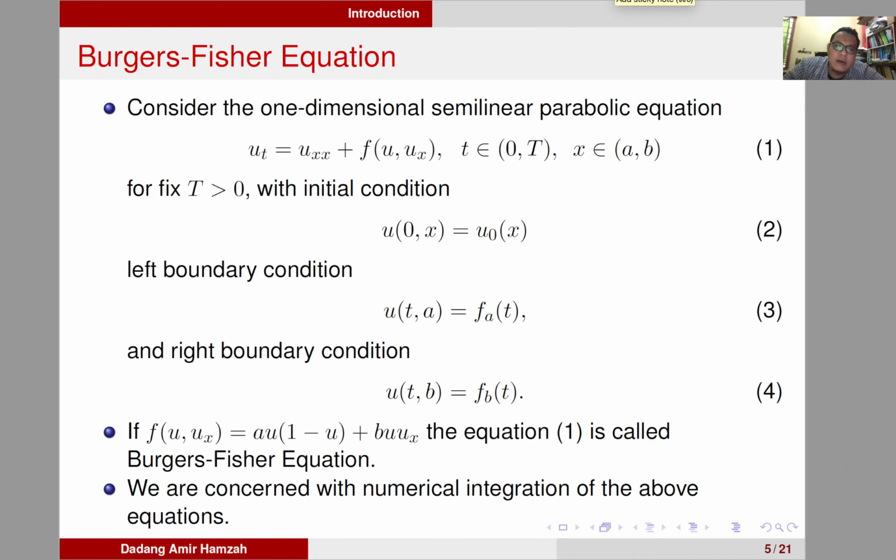Now, consider the one-dimensional semilinear parabolic equation of the following form. This is the general form of reaction-diffusion equation, where the first part is the diffusion term and the second part is the reaction term. If the reaction term is a combination of the Fisher and the Burger equation, this problem 1 until 4 is called the Burger-Fisher equation. In this video, we are concerned with numerical integration of the above equation.